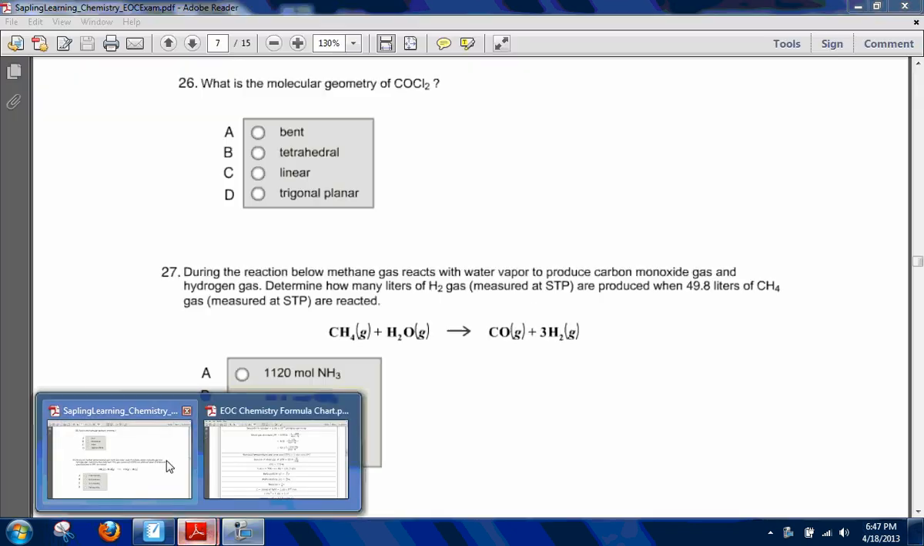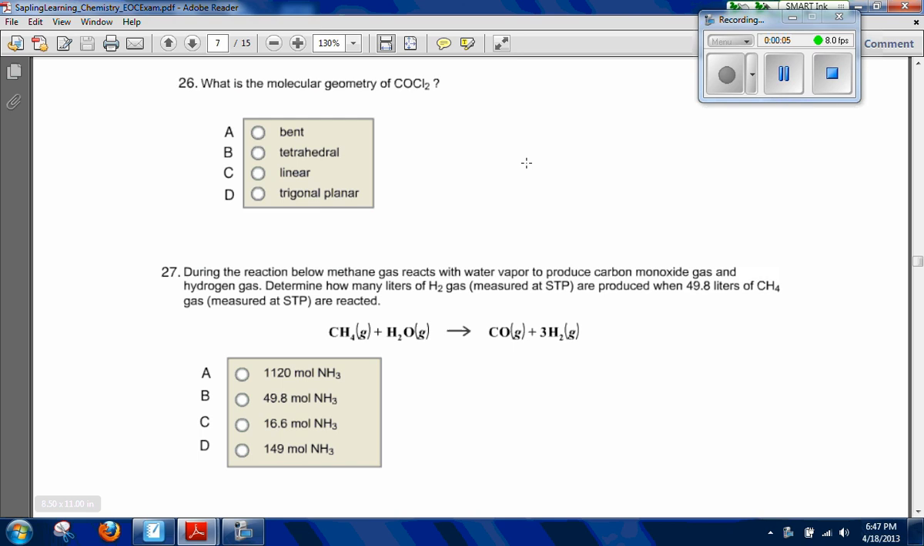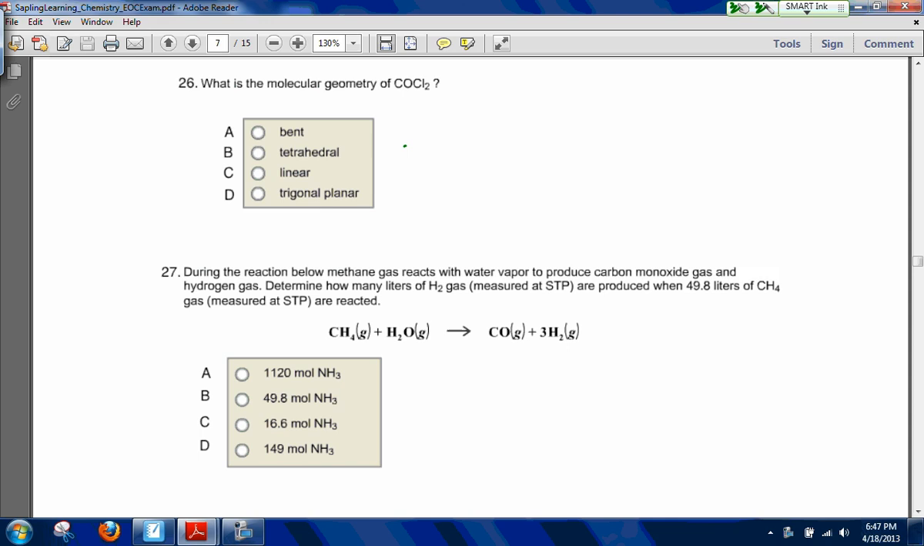All right, we're going to start where we left off in class yesterday, with number 26. What is the molecular geometry of COCl2? So we have to think about the shapes. Bent is going to be one, two, three items. Since we've got four up there, 1 C, 1 O, and 2 Cls, we can't be bent.